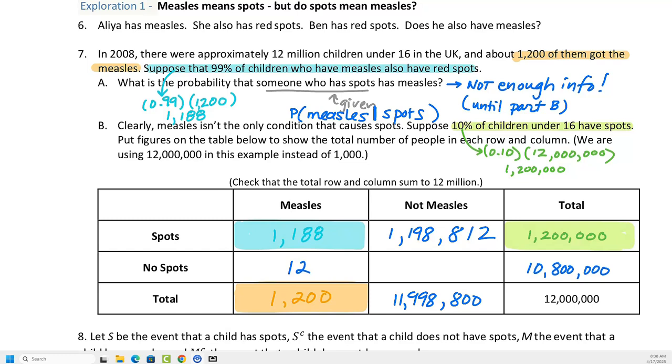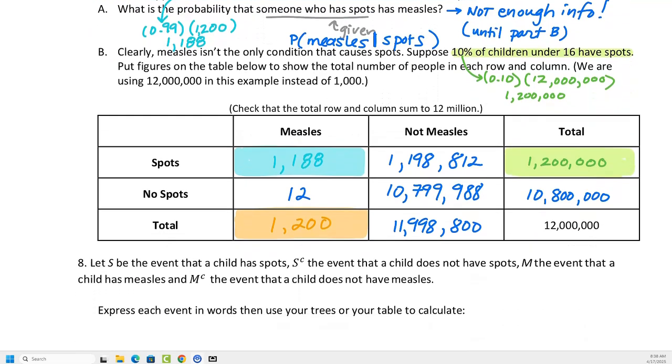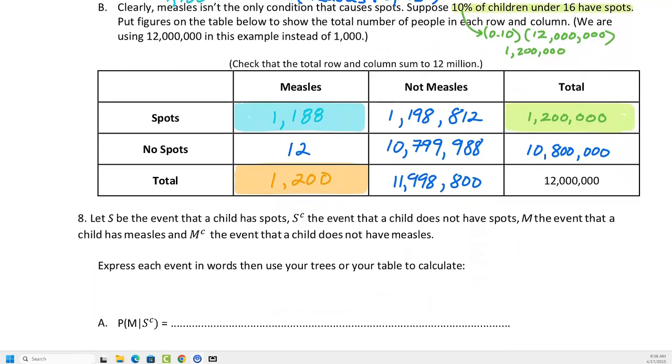And then the same thing with the next row. The 12 plus something has to be equal to 10,800,000, and I'll just tell you that this is 10,799,988. Are we okay with that? Yeah?